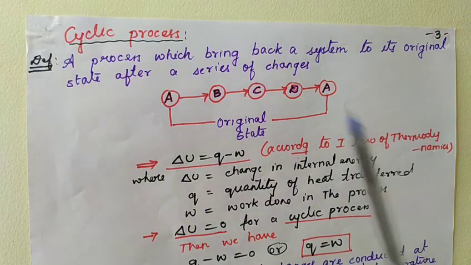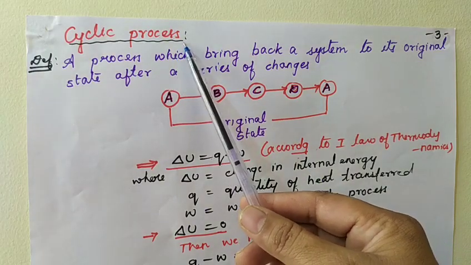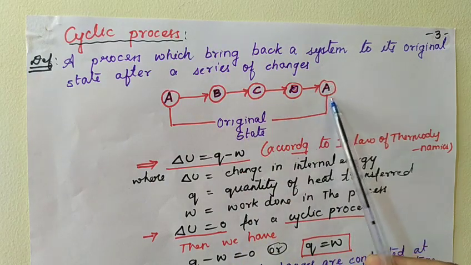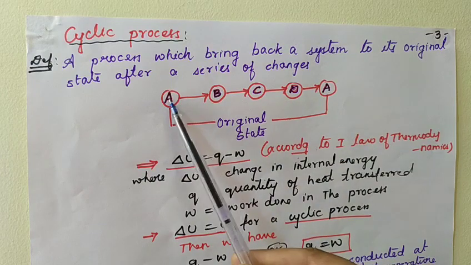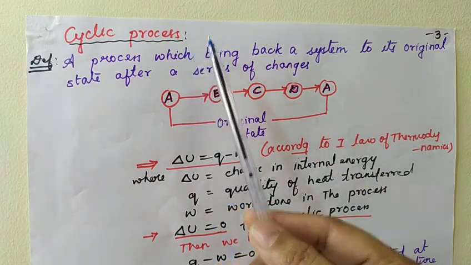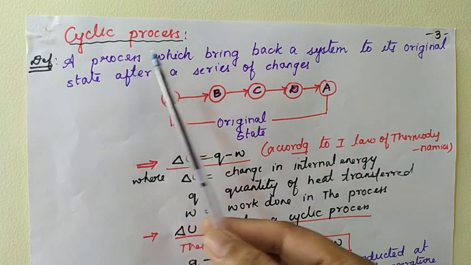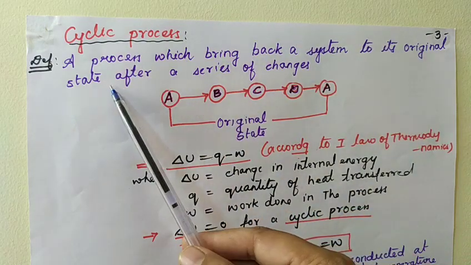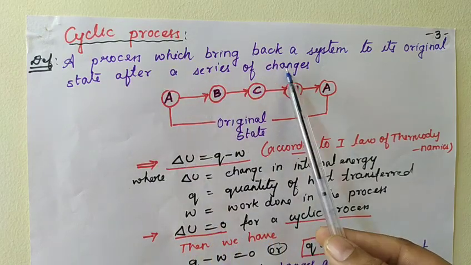Now let us understand what a cyclic process is. After a series of steps, if the system is brought back to the original state, then we call this process a cyclic process. A cyclic process is defined as a process which brings a system back to its original state after a series of changes.